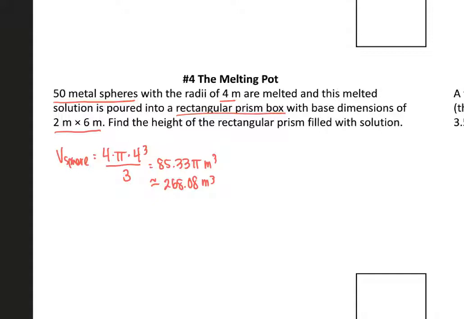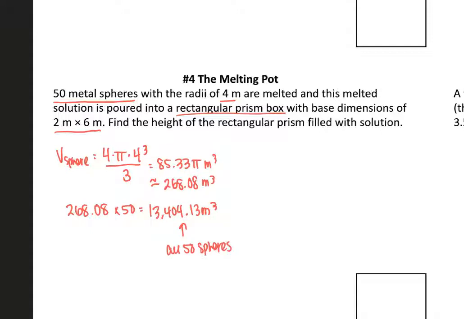But since we have 50, I'm going to take 268.08 and multiply that by 50 to get the total volume, which we get 13,404.13. So this represents the volume of all 50 spheres.